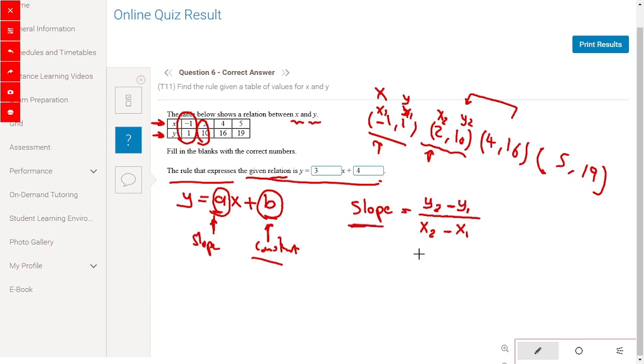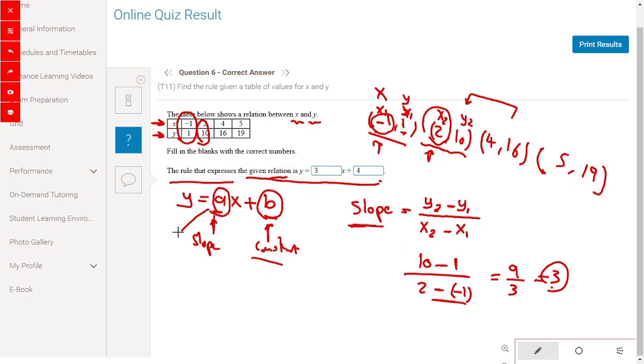So y2 here is 10 minus y1 is 1, divided by x2 is 2 minus x1 which is -1, so it will be 2 minus -1. So this will be minus multiply minus is positive, so it will be 9/3. So the result will be 3. So the slope will be 3. So a here will be 3. So now I have the equation y equal to 3x plus b.